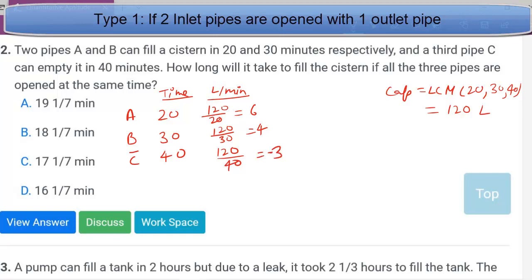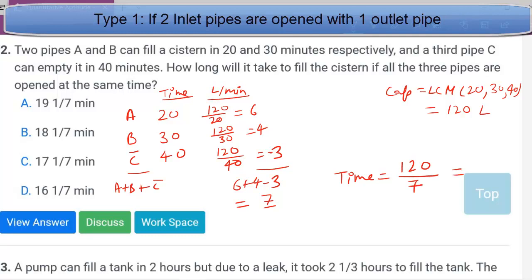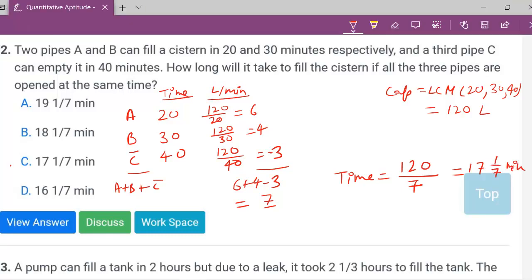So I am just putting a negative sign, right? So if all the three are open, that means the inlet pipe A and B and the outlet pipe C, they will be filling per minute 6 plus 4 minus 3, that is 7. So 7 liter per minute effectively will be filled when all the pipes are open together. So how much time it will take to fill the whole tank, which has a capacity of 120 liters? So 120 divided by 7, so it will come out to be 17 1 by 7 minute. So C is the answer.